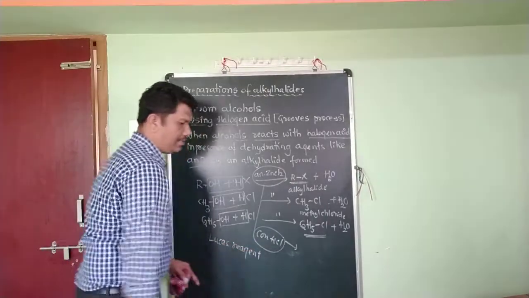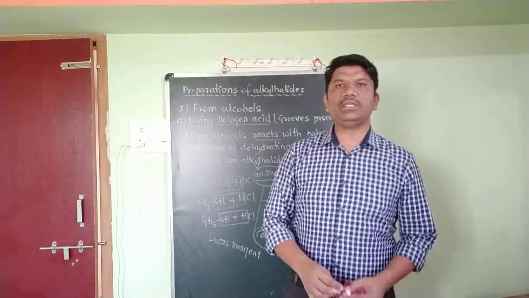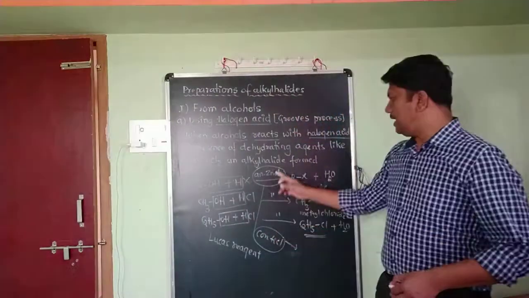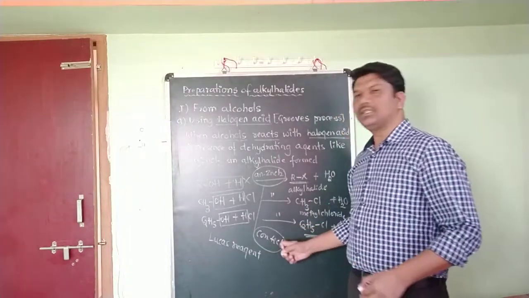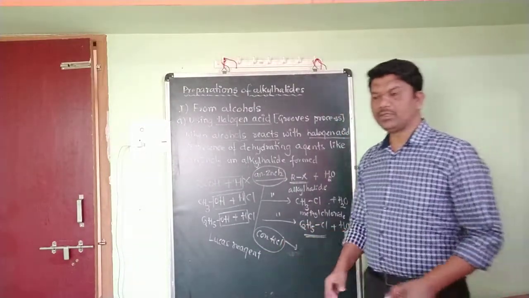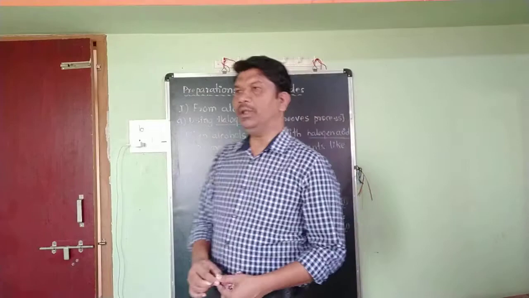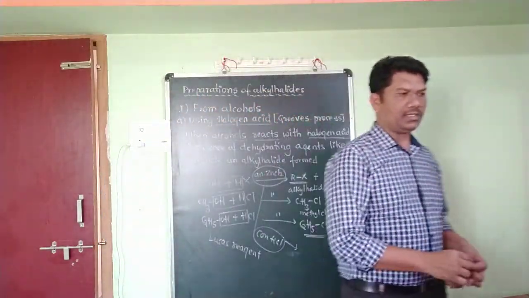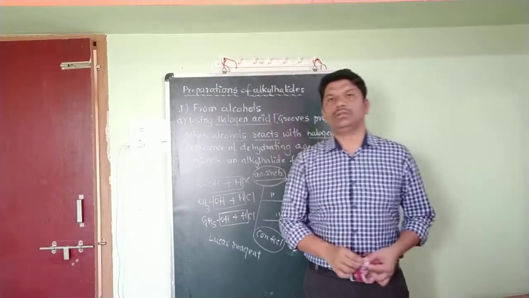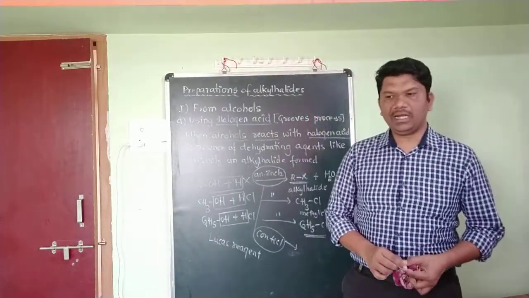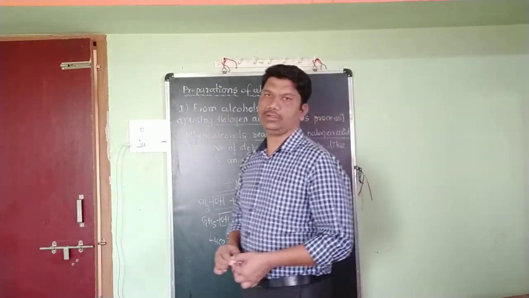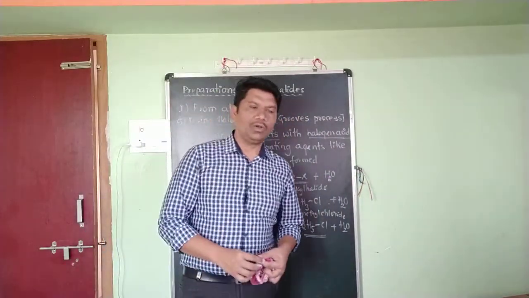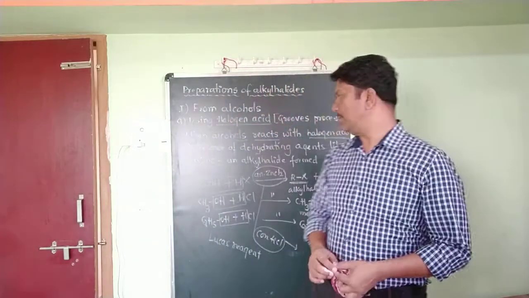In examination they may ask the question, what is Lucas reagent? Lucas reagent is the mixture of anhydrous zinc chloride and concentrated HCl. Sometimes they may ask, what is the application of Lucas reagent? The application of Lucas reagent is that it helps to distinguish primary, secondary and tertiary alcohols.